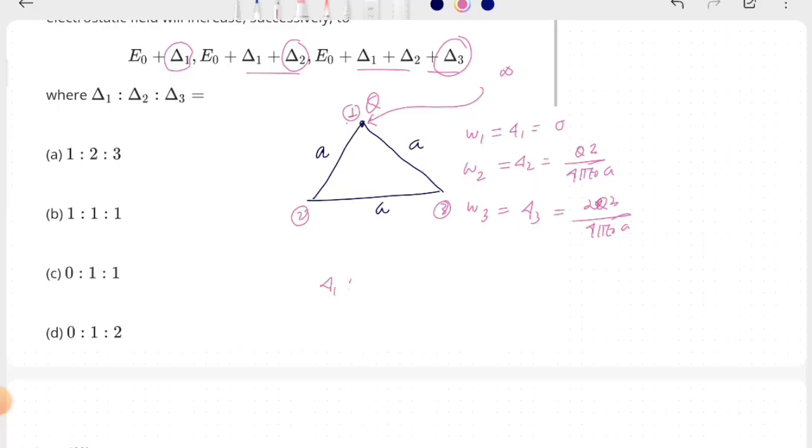So now it's time to calculate the ratio of delta 1, delta 2, delta 3. So delta 1 is to delta 2 is to delta 3 equals 0, Q square upon 4 pi epsilon naught A, 2Q square upon 4 pi epsilon naught A. So it is nothing but 0:1:2. So option D is the correct answer for this question.